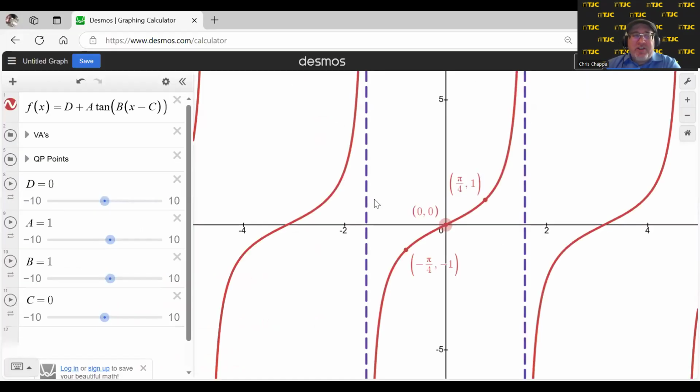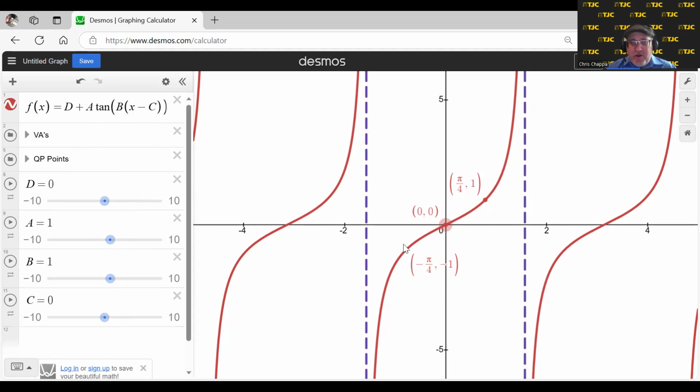Now, what you see currently is the graph of tangent. The function over here has a lot of stuff on it. F of x equals d plus a tangent of b times x minus c. But the way I have the sliders, the parameter set, d and c are both 0, meaning nothing's being added, and a and b are both 1, meaning that the multipliers are just 1, so it collapses to just tangent of x. Now we can verify some of the things that we saw before, such as if we adjust the b, it changes the period.